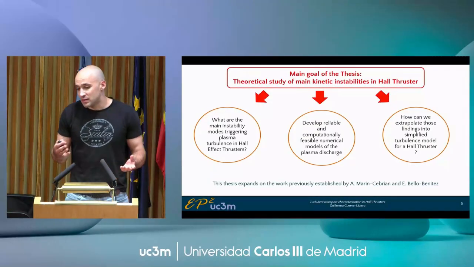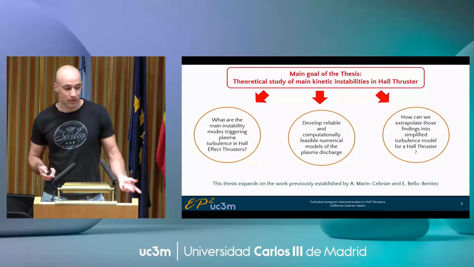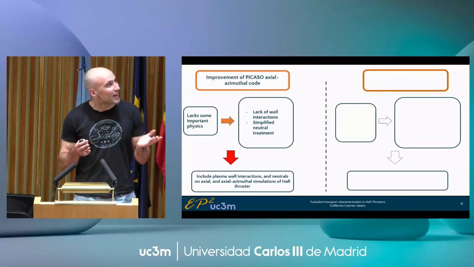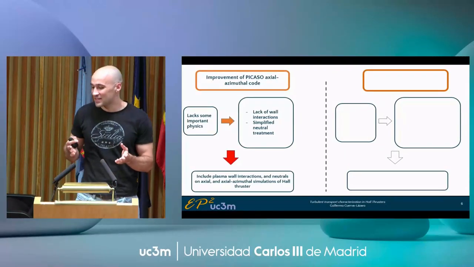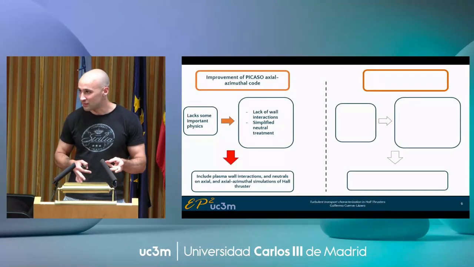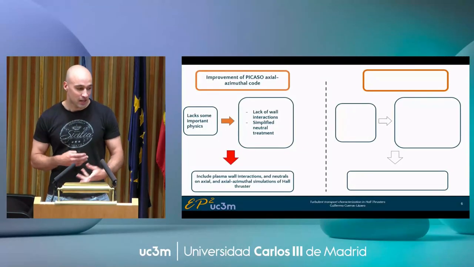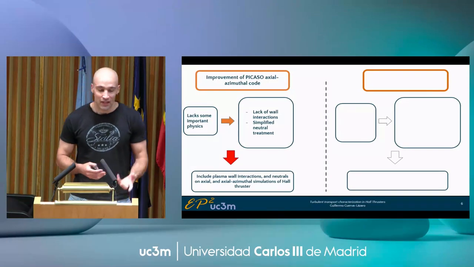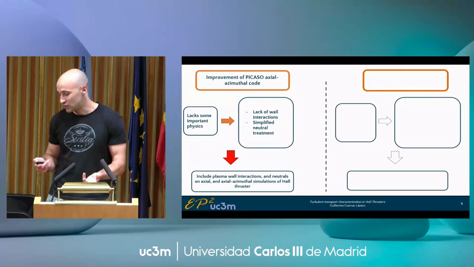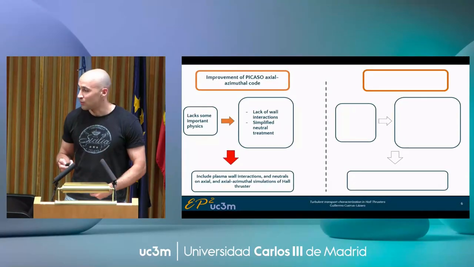This thesis is based upon the work previously established by Alberto and Enrique, whom I owe a lot. So right now, in my thesis I have two simultaneous paths. The first one, which I'm going to explain really briefly, is the improvement of the Picasso PIC code in its axial-azimuthal version, because it lacks some important physics, mainly the plasma wall interactions and a simplified neutral treatment. So the idea is to include those plasma wall interactions and see how they affect the model.